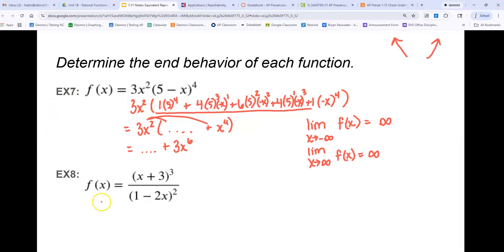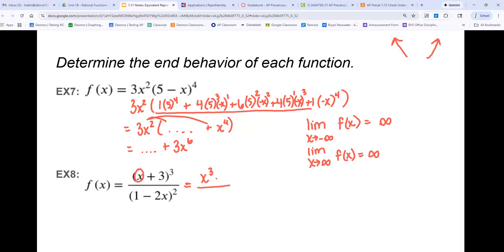Okay, for number 8, I want to, again, roughly think about just what the highest exponent is going to look like for this. Now, this one right here, on the top, I've got x plus 3. I'm going to raise it to the 3rd power. My highest exponent, that x right there, gets raised to the 3rd power. And then you'll have x squared and x to the 1st and no x at all. But x to the 3rd is your highest power, right?